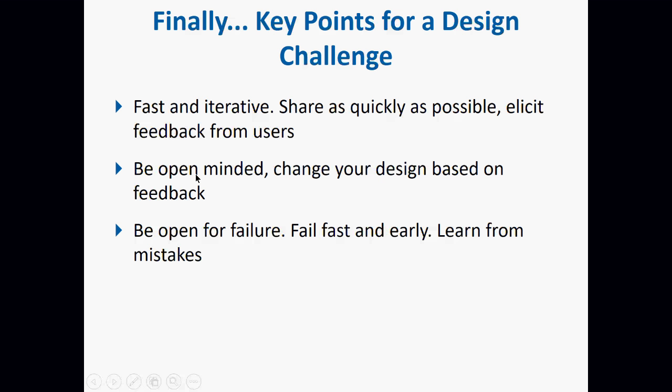Finally, I would want to again reiterate 3 key points of a design challenge. A design challenge has to be fast and iterative. You can't take 6 months on a design challenge. A design challenge is usually 3 months or less in time. Be open-minded, change your decision based on feedback. Don't start off with a preempted solution in your head and then force fit the solution through a design challenge.